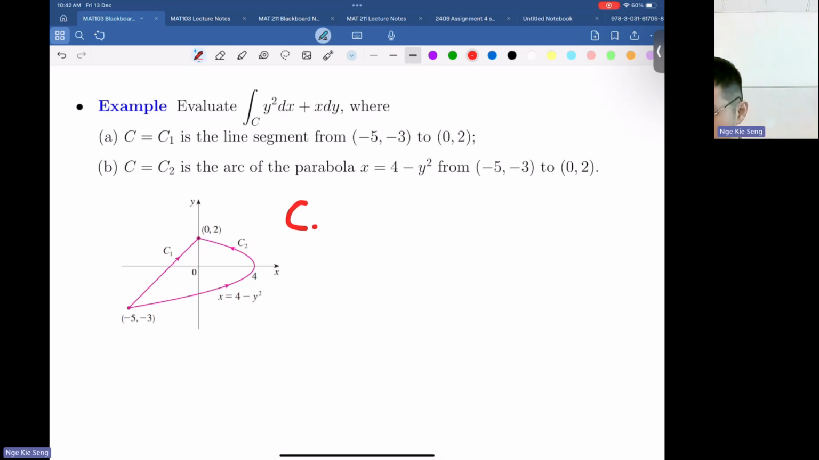So can you try and parameterize C1 or not? How to parameterize C1? C1 is a straight line that joins two points. Can you get a formula for this line? How do you get a formula for this line? What's the formula you can use? Straight line joining two points.